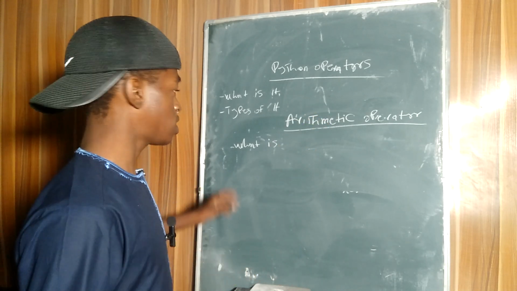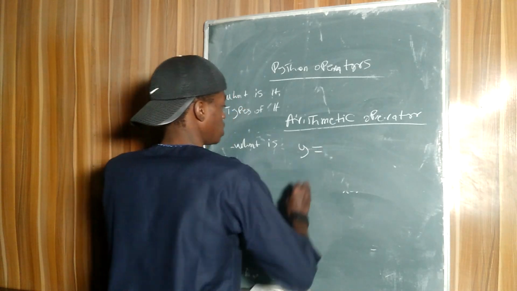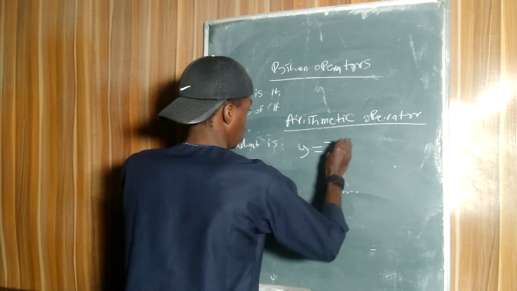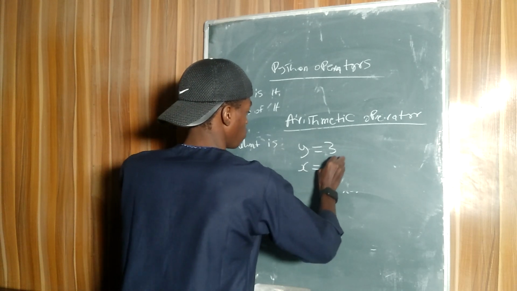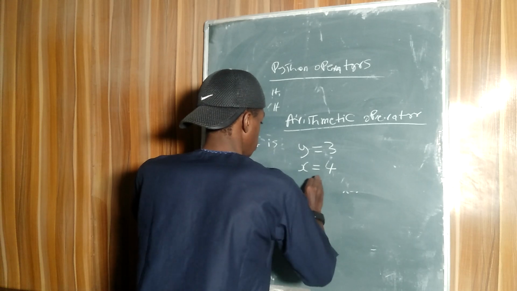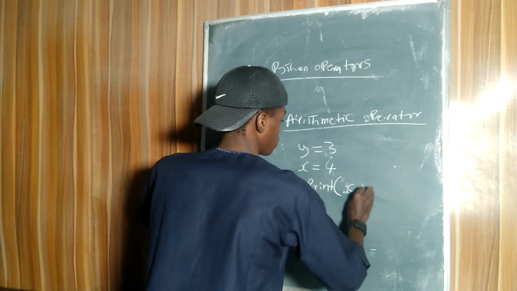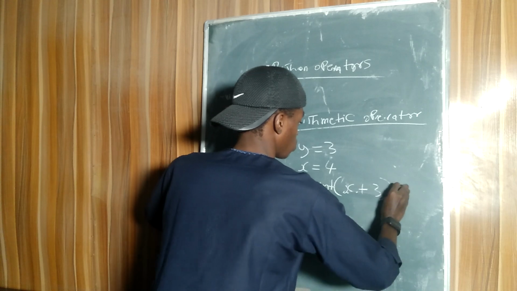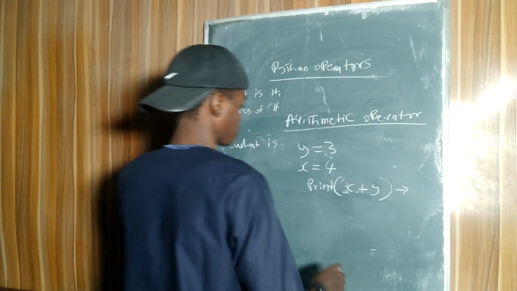For example, let's say I created a variable y and I assigned 3 to it, and I created another variable x and I assigned 4 to it. So in programming, I can do something like this. I can just say print, for example, in Python, print x plus 3. So I'm going to see the output like this.